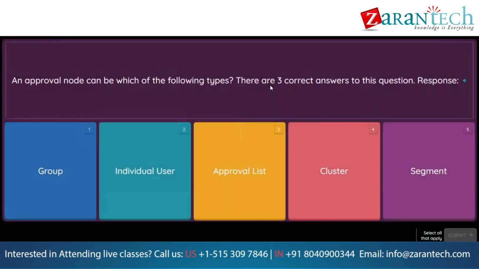Question: an approval node can be which of the following types? There are 3 correct answers to this question. Response: Option 1 group. Option 2 individual user. Option 3 approval list. Option 4 cluster. Option 5 segment.